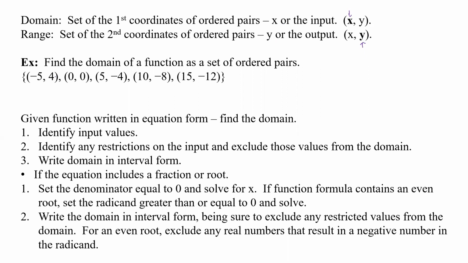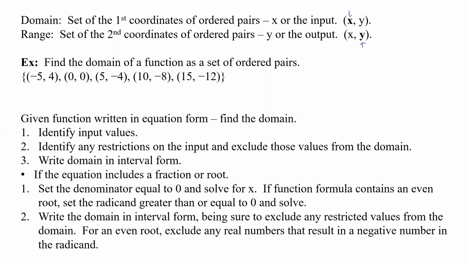So if they give us a function in ordered pairs, and the set is negative 5 comma 4, 0 comma 0, 5 comma negative 4, 10 comma negative 8, and 15 comma negative 12, that's our set of ordered pairs. We can basically come up with the actual domain and range. We could say, okay, well, the domain is all the x's, and so that would be negative 5, 0, 5, 10, and 15, and our range is going to be all the y's: the 4, the 0, the negative 4, the negative 8, and the negative 12.